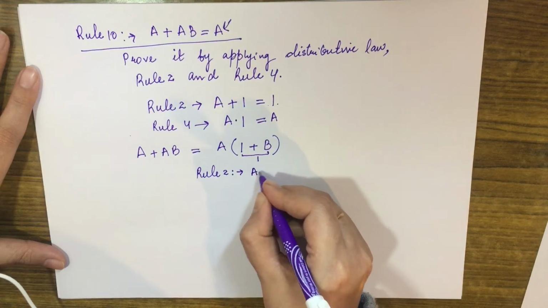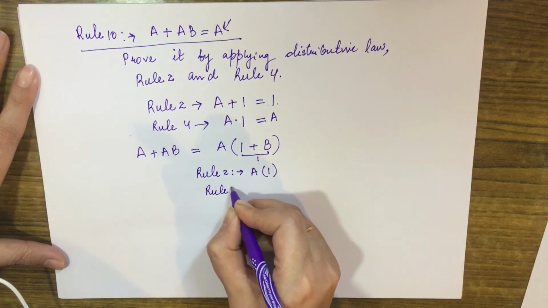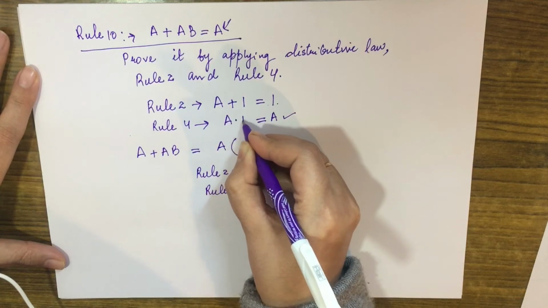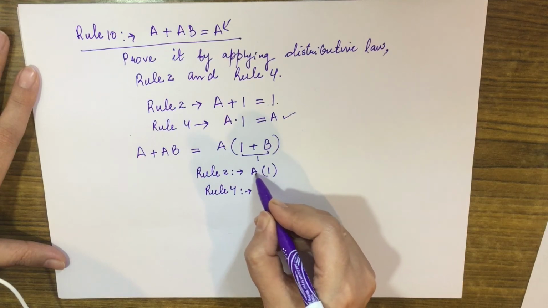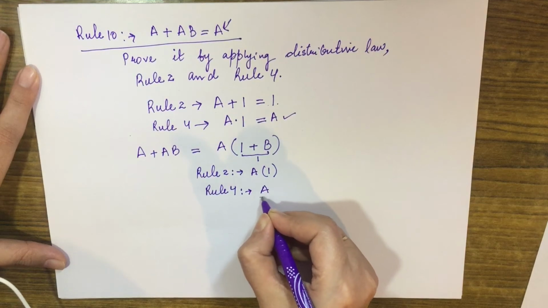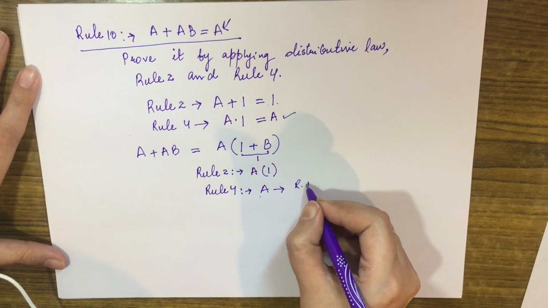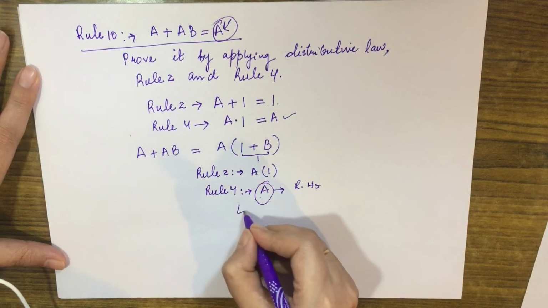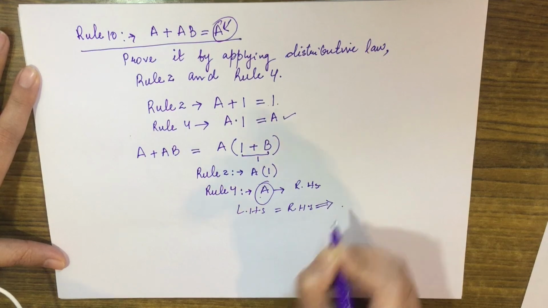That means we will be left with a and 1. Now we will apply rule 4. Our rule 4 is a and 1, that is always equal to a. So we are doing the same thing: we are ANDing a with 1. Therefore, a AND 1 will always be equal to a, which is equivalent to the right hand side. So we have proved that LHS is equivalent to RHS. Therefore the rule is proved.